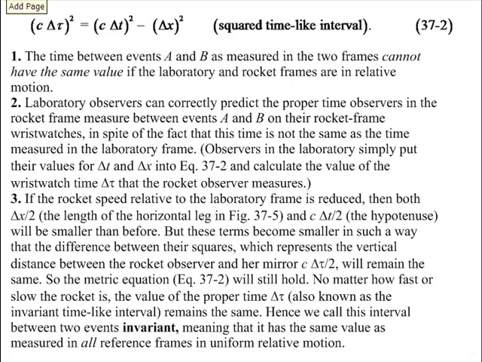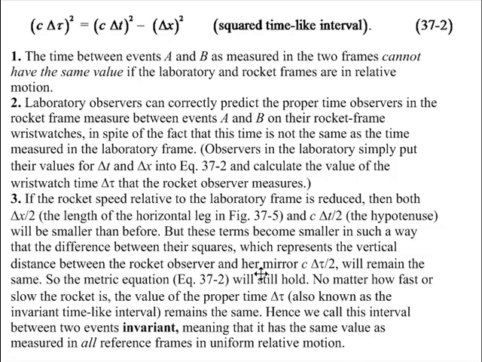Three more key things. Anytime we have two events, event A and B, the time between them is not the same in two different frames that are moving relative to each other, the rocket frame and the laboratory frame, for example. However, even though the times are not the same, any observer, if they can measure the time on their clock and how far apart two events occur, can figure out the time on the rocket ship clock, the time on a clock where the two events happen at the same place, simply by using this formula.